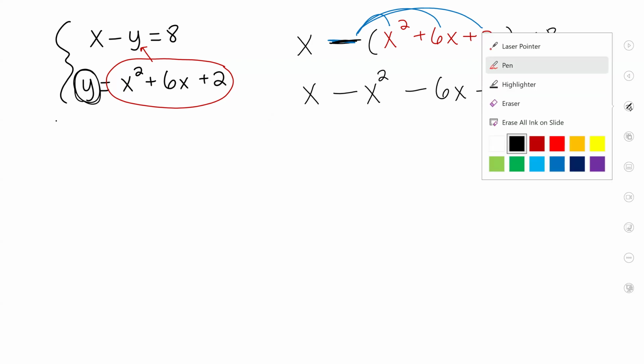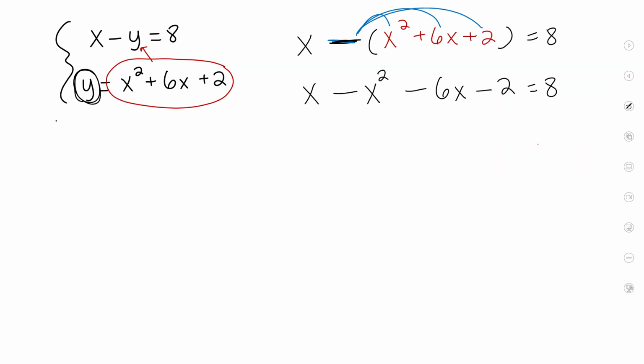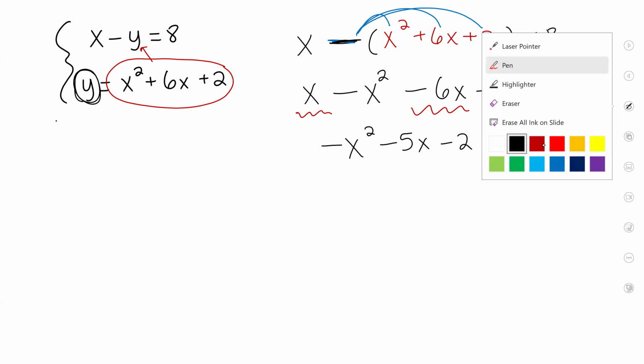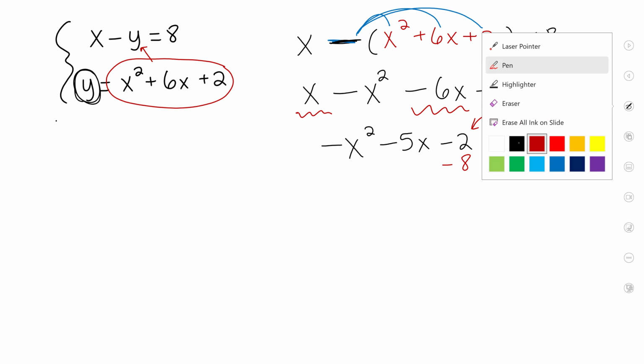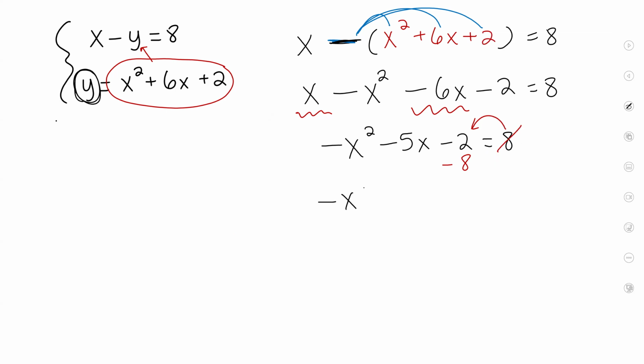Okay, let's combine like terms. x and -6x can be combined. So we will have x minus 6x is -5x. Minus 2 equals 8. Now, you need to bring this 8 to the other side. It will become a -8 when you do that. So we have -x squared minus 5x minus 10 equals 0.